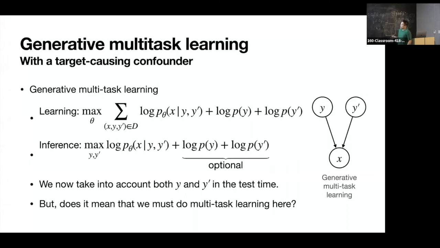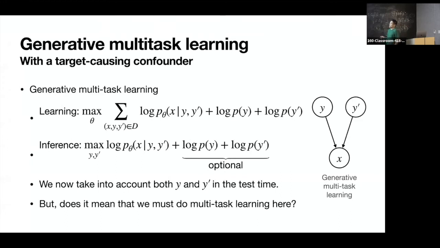And learning is again going to be maximum likelihood learning. We're going to go through all the triplets in the data set, and we're trying to maximize the log probability assigned to the correct observation given the correct y and y prime pair. And then we have the log p of y and log p of y prime, but these two are just marginals, so we can use whatever separate technique in order to get them.